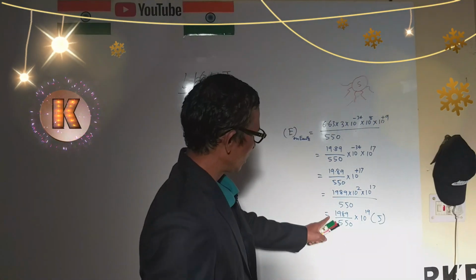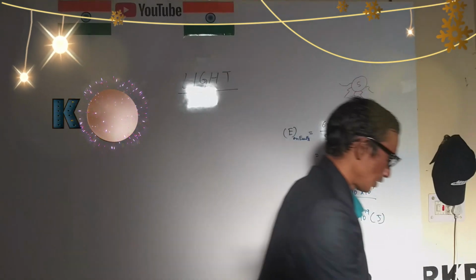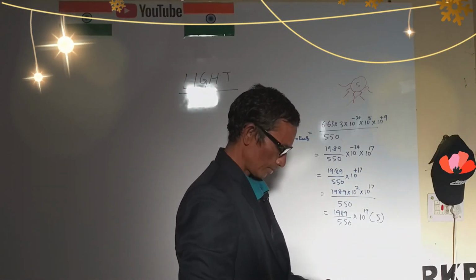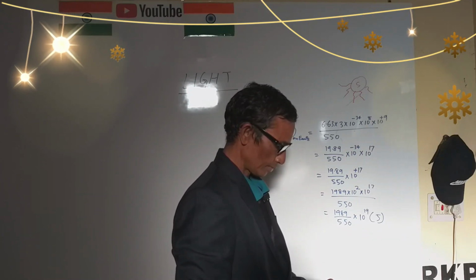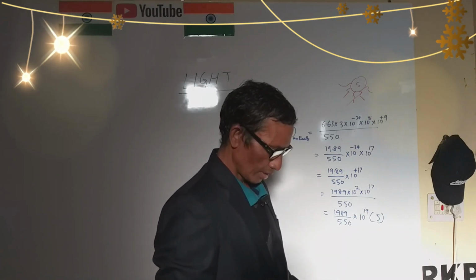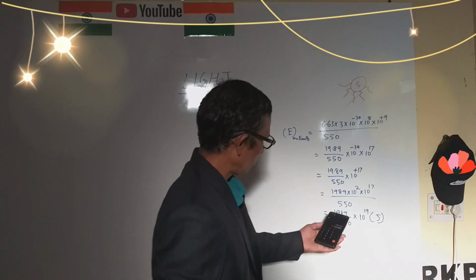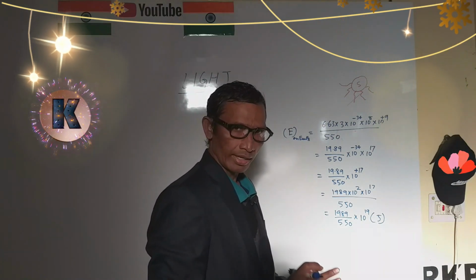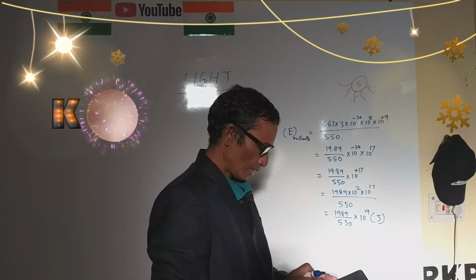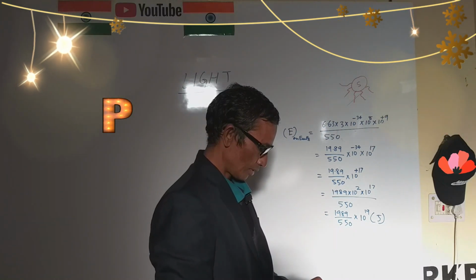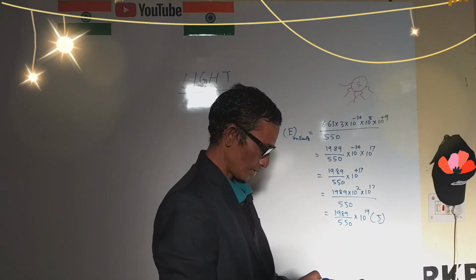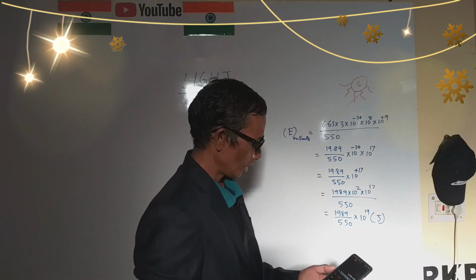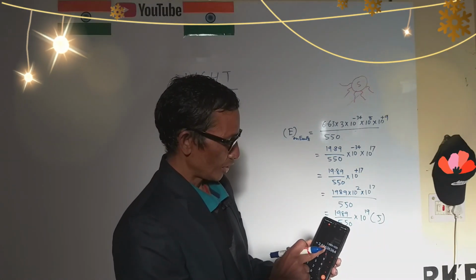Now we use the calculator. Okay, we find out the value of this one: 1989 divided by 5, divided by 550, that is 3.616363.